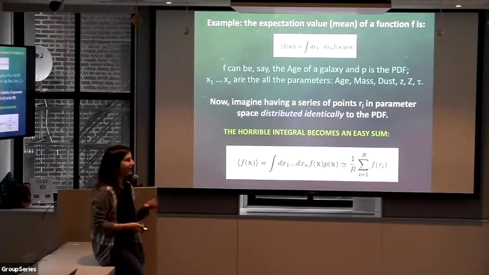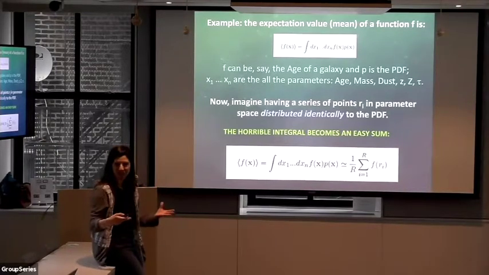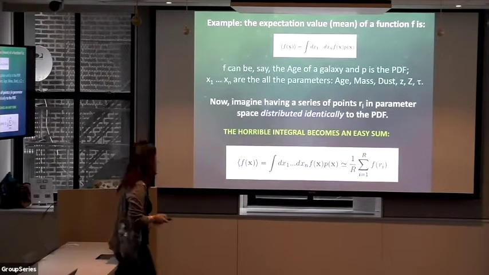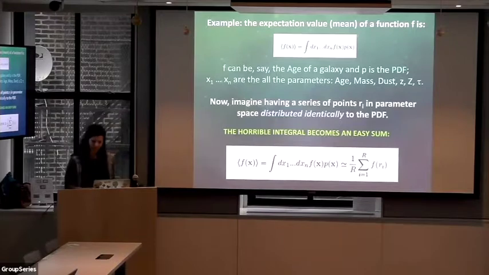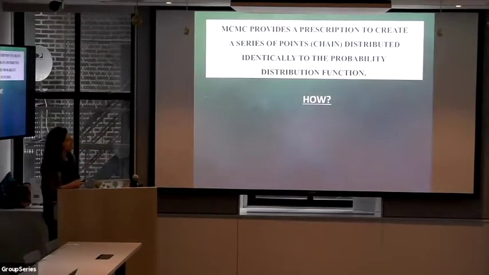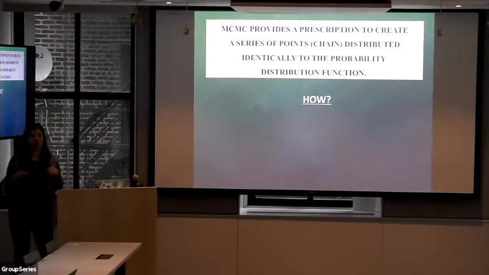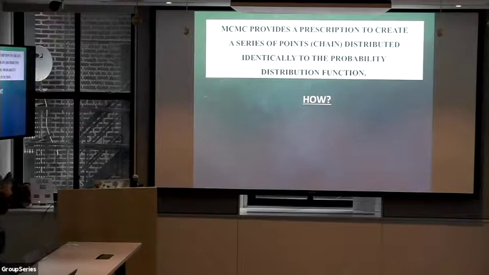Now, of course, the issue is you want this series of points that is distributed just like the posterior, because you want to do the magical chain. How are you going to go about finding them? And so MCMC creates this prescription so that you can obtain the points that are distributed like a posterior, so you can turn all the integrals that you have to do into sums.